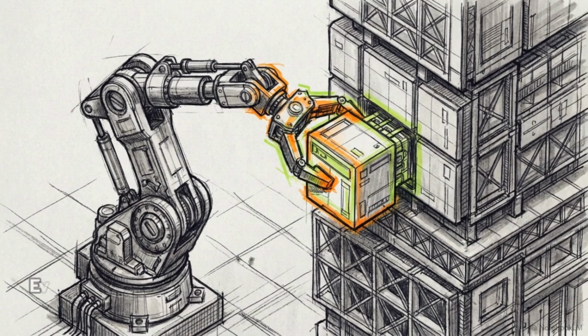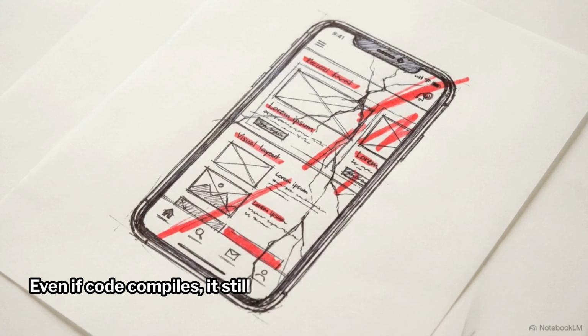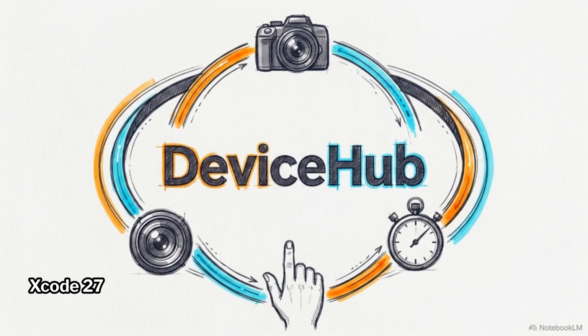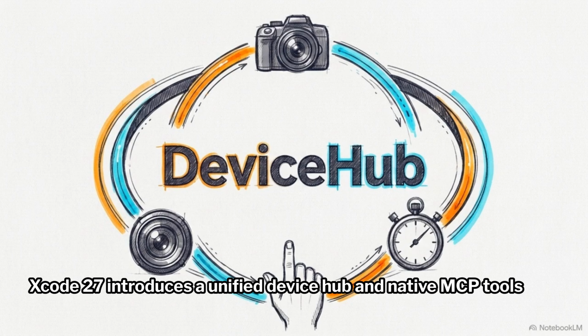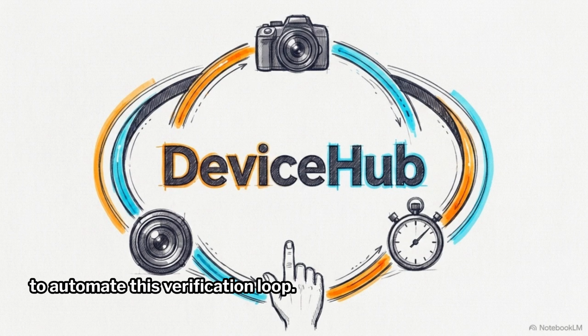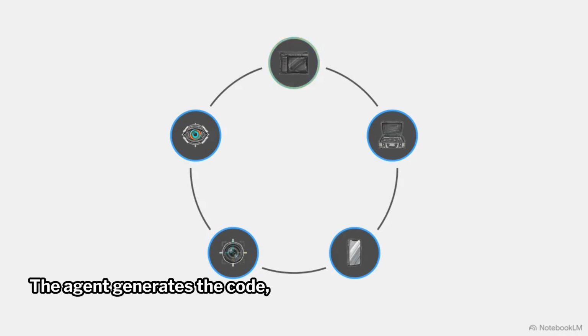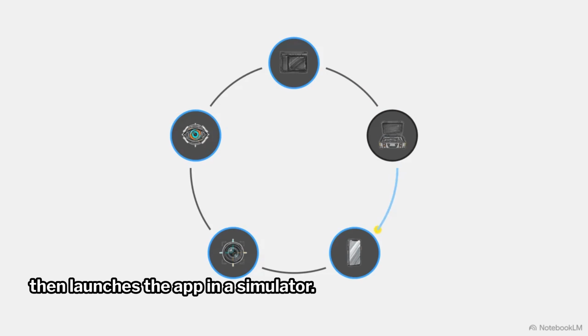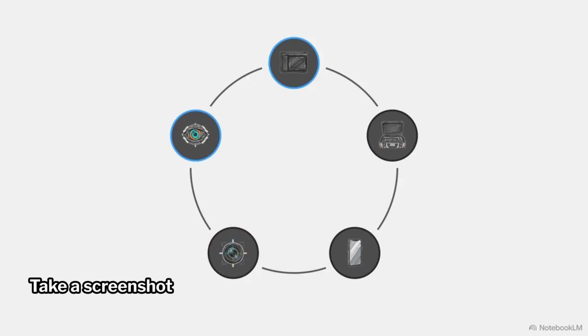This transforms the LLM from a text generator into a participant that can build and run the software it designs. Even if code compiles, it still needs to be verified on a device to ensure the user interface functions as intended. Xcode 27 introduces a unified DeviceHub and native MCP tools to automate this verification loop. The agent generates the code, calls the compiler tool to build it, and then launches the app in a simulator.